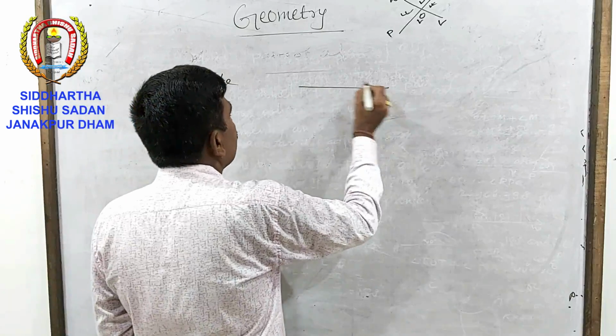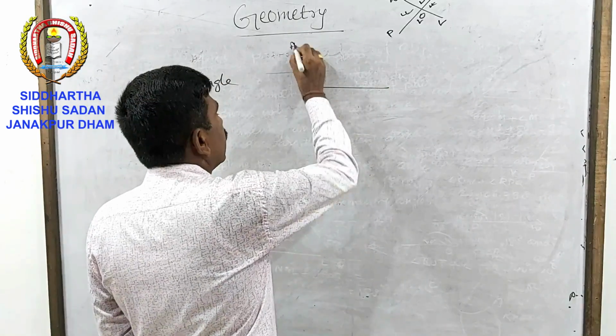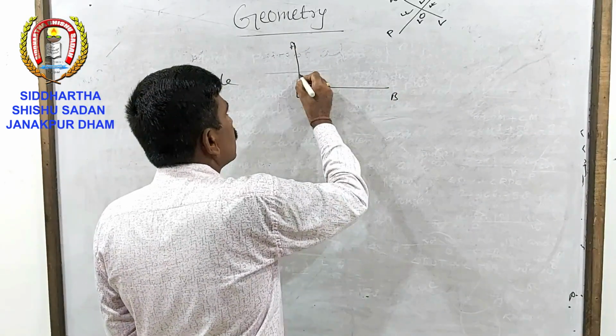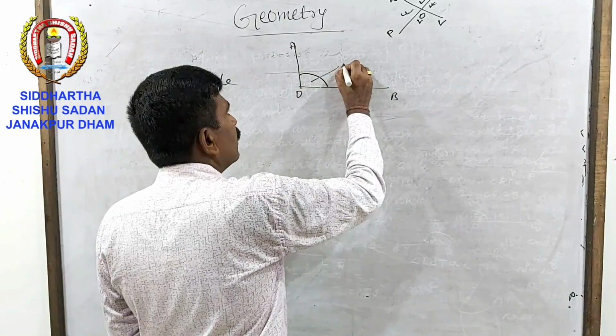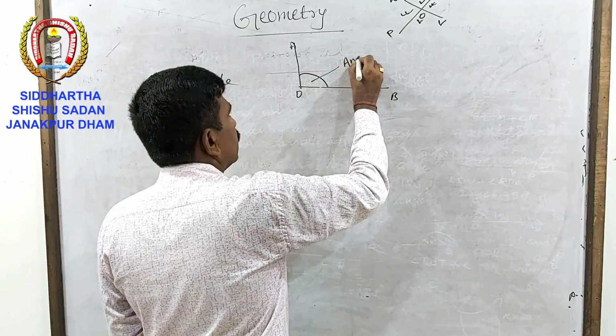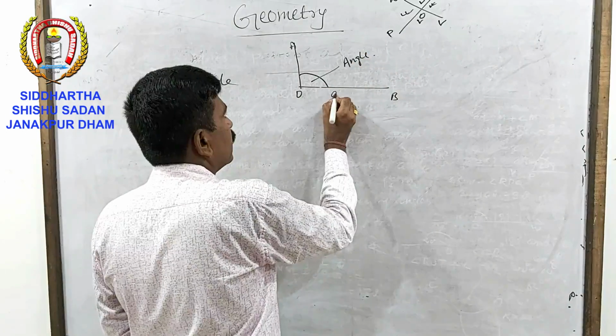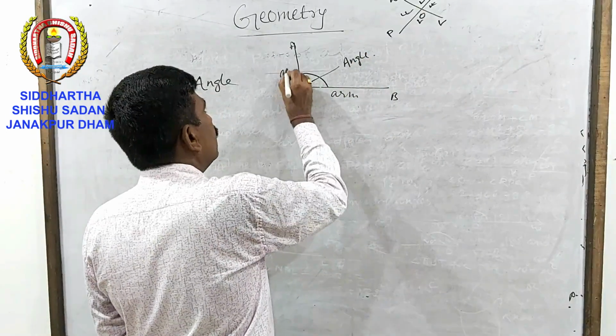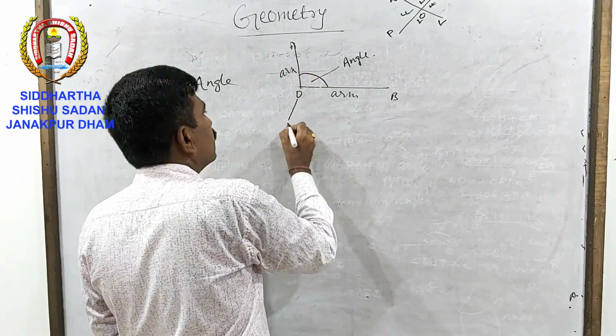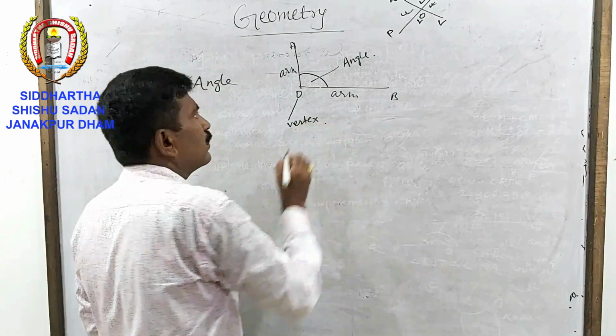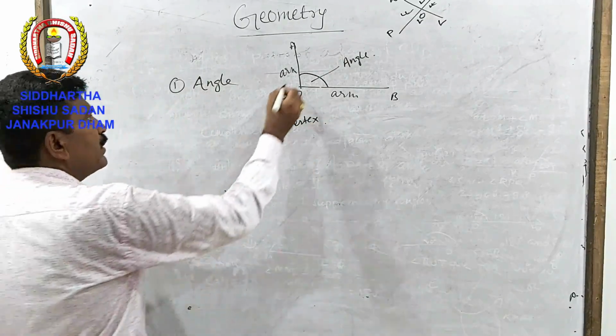That means here is, suppose, AOB. So this is the angle. This is an angle. This is an arm. This is an arm. And this is a vertex. This we have learned. Right?